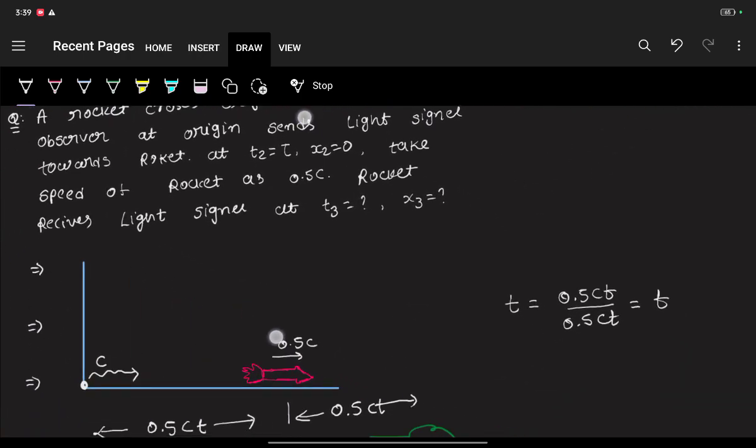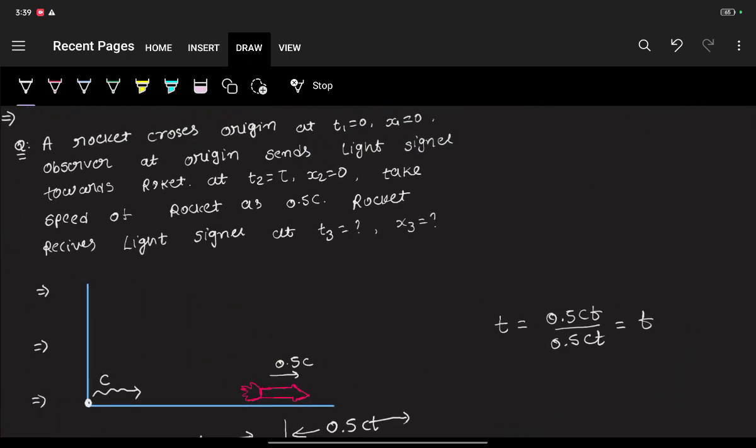Moving on to the next question. The next question was from special theory of relativity. A rocket crosses the origin at t1 is equal to 0 and x1 is equal to 0. These are the space-time coordinates. An observer at the origin sends light, a signal towards the rocket. The rocket is at t2 is equal to tau and x2 is equal to 0. Take the speed of the rocket as 0.5c.